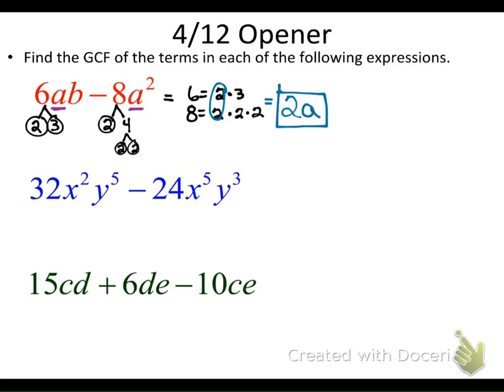All right, here we go. We come down to our next two terms: 32x squared y to the 5th, minus 24x to the 5th y to the 3rd. All it's asking me to do is find the greatest common factor of the terms. So I'm not going to worry about the subtraction sign, that operation sign. I'm just going to find the greatest common factor by making my factor tree.